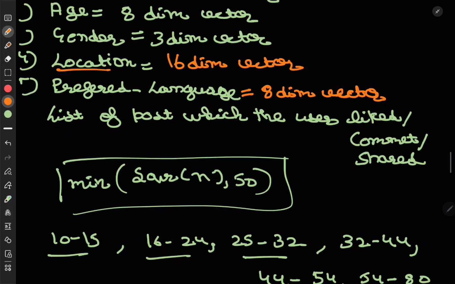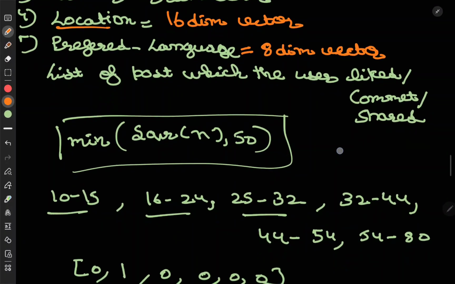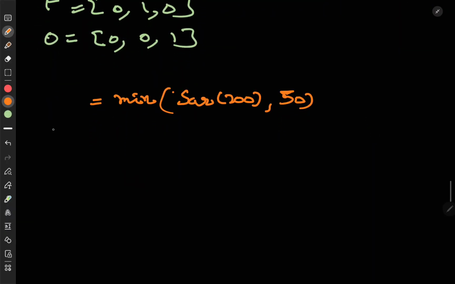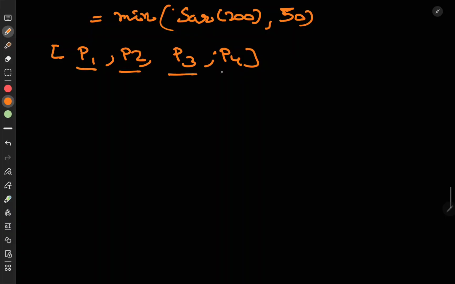Now for the list of posts which the user has liked or commented, how are we going to do that? Let's say the user liked posts P1, P2, P3, P4, right? And we had the embeddings for them. This embedding was a 15-dim vector, right? So we can take the average of all of them. It can tell the taste of the user, that what kind of post the user likes.